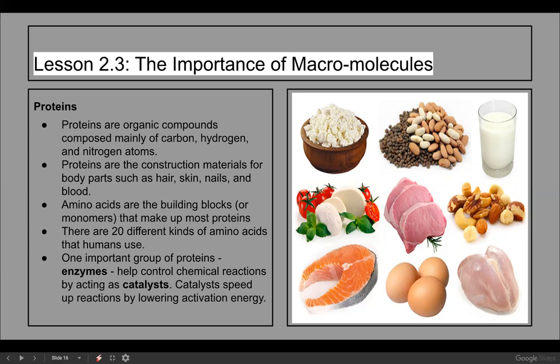One important group of proteins, enzymes, help control chemical reactions by acting as a catalyst. They speed up the reaction. Otherwise, the reaction would take too long and not be functional. So enzymes, a form of a protein, are going there to help speed up the combination of element X and element Y together to make a new compound.